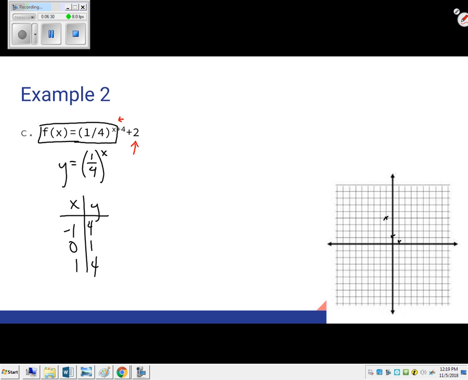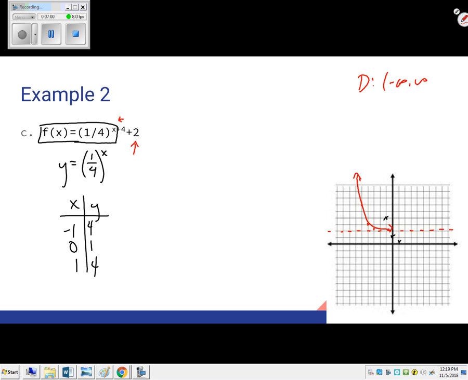1, 2, 3, 4, and up 2. 1, 2, 3, 4, and up 2. 1, 2, 3, 4, up 2. Now the asymptote doesn't want to get left out on this. It wants to move left 4 and up 2 as well. Moving it left or right doesn't really matter. So this would be my graph of it.